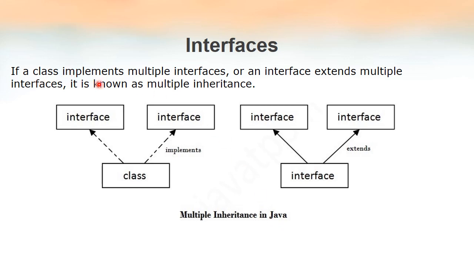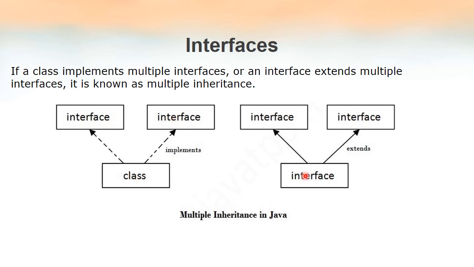We can define multiple inheritance in Java as follows: if a class implements multiple interfaces, or an interface extends multiple interfaces, then it is said to be multiple inheritance. As we can see in this figure, this is a class. A class can make use of any number of interfaces at a time. A class can implement any number of interfaces at a time. So that becomes multiple inheritance. Similarly, an already existing interface can make use of several interfaces that already exist. In that case, we have to use the keyword extends. So here we must focus on the keyword.